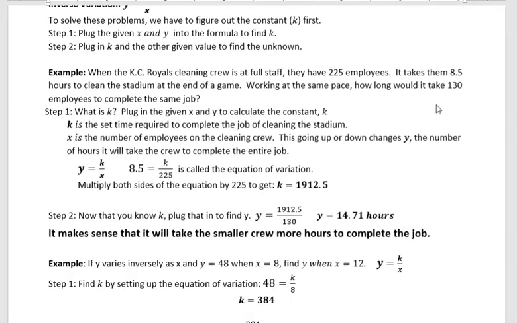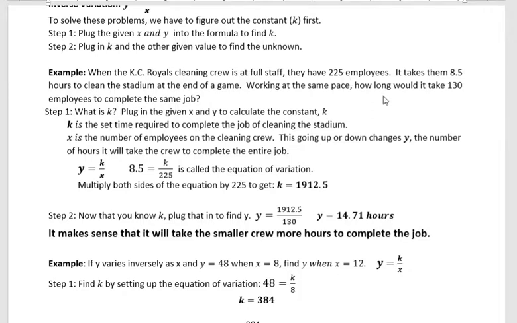Here's an example. When the Kansas City Royals cleaning crew is at full staff, they have 225 employees. It takes them 8.5 hours to clean the stadium at the end of a game. Working at the same pace, how long would it take 130 employees to complete the same job? Okay, so first of all, see how this is inverse variation, because you have a job to do, and if you have more employees working, it should take them less time. If you have fewer employees, then it's going to take them more time to get that job done, right?